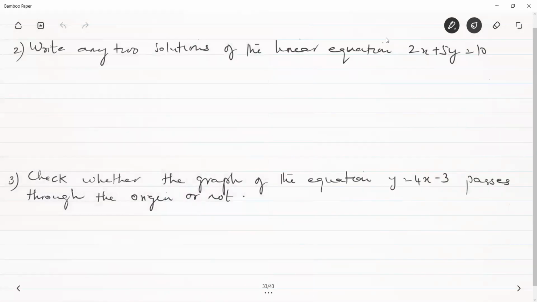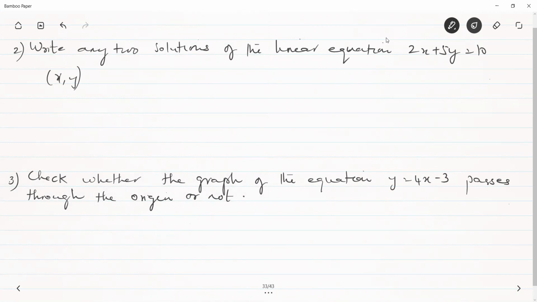Write any two solutions of the linear equation 2x plus 5y is equal to 10. So what do you mean by solutions? Solutions are just the coordinates, the values of x and y. Two solutions are asked. How do you find the solutions?